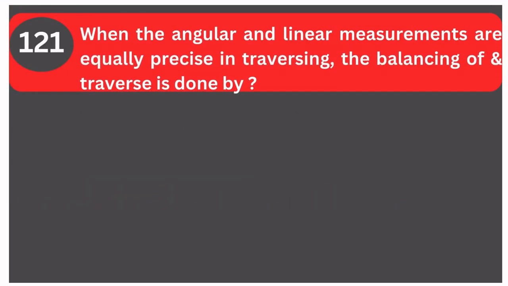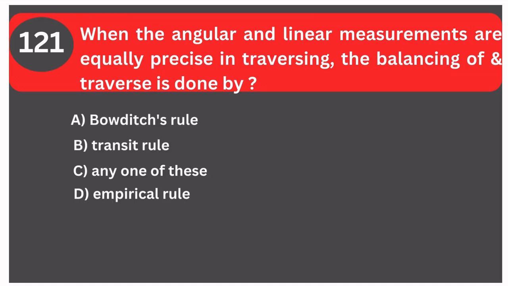When the angular and linear measurements are equally precise in traversing, the balancing of traverse is done by. Options A. Bowditch's rule. B. Transit rule. C. Any one of these. D. Empirical rule. Answer A. Bowditch's rule.